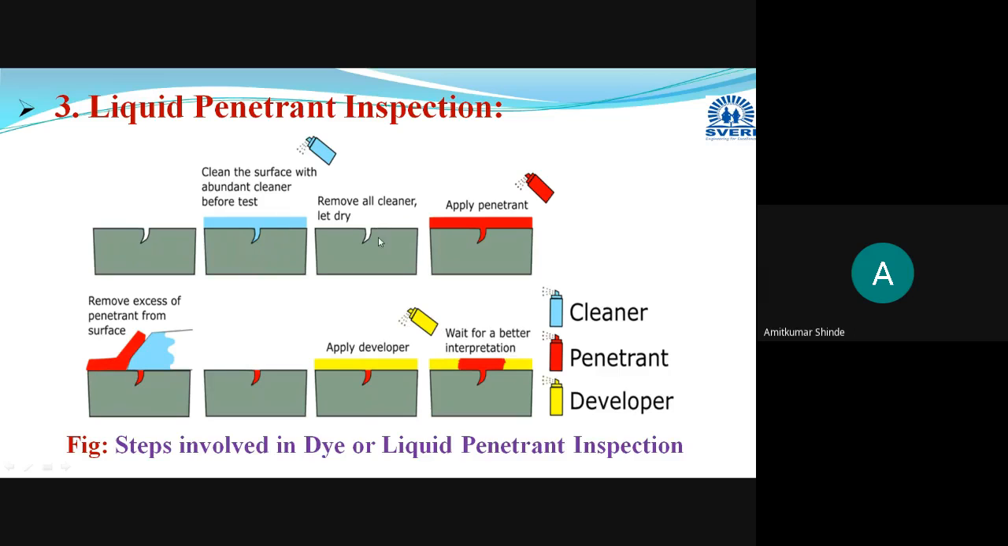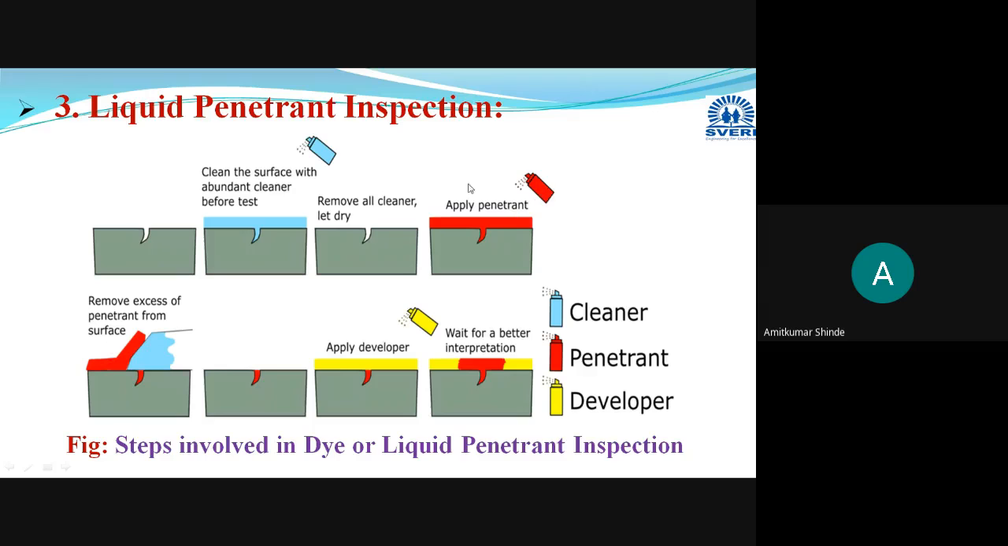Then in the second stage, we are doing the drying operation, after whichever cleaner is applied to clean it. Why clean it? This component should be free from any kind of dust, any kind of grease or oil on the surface. So it is removed with the help of a cleaner, and after that it is dried. It is provided sufficient time, or you can use different dryers to dry that component. First is the cleaning, then second is drying, then third is application of the penetrant.